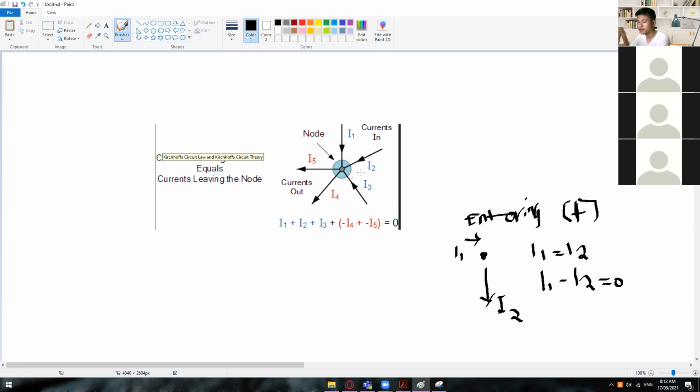If you take a look at this one, we have a single node right here, and some currents are going in and some currents are going out. For the blue ones, I1, I2 and I3 are going in, so we have positive. For I5 and I4, we have currents leaving, so we have negative I4 and negative I5. If it's leaving, you have a negative sign. All right, so are we clear with this one?